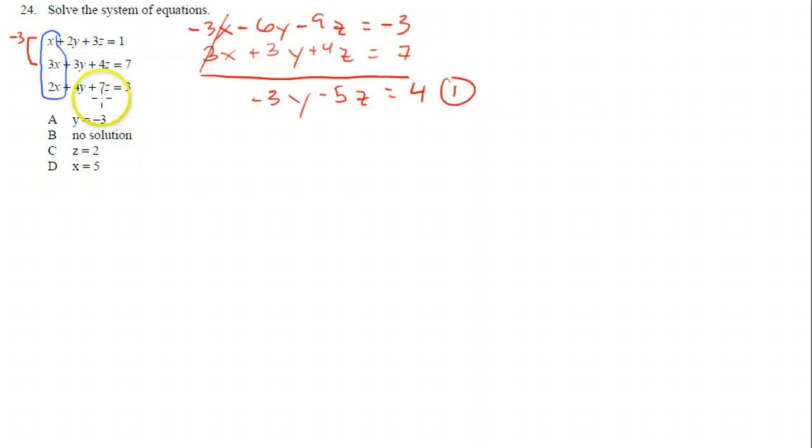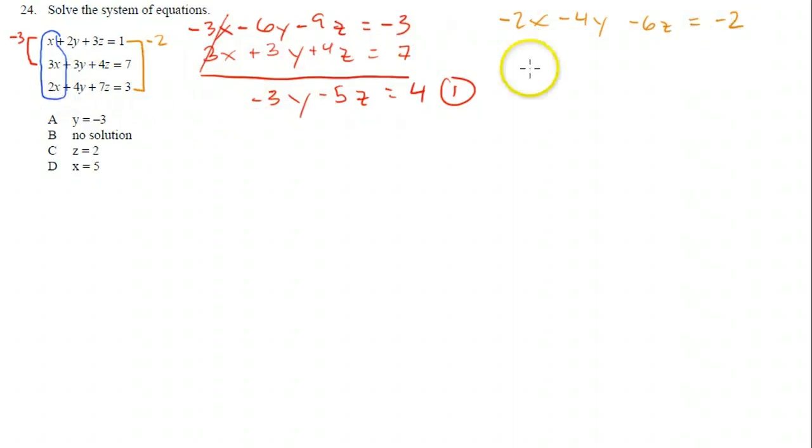Next, I'm going to choose two different ones. I need to use the bottom one because I ignored it. And the easiest one to cancel with that 2x is going to be the top one again. So I use the top and the bottom. And in order to cancel out with a 2x, I'm going to multiply that first one by minus 2. So I'll have an opposite of 2x and negative 2x. So multiplying that across, I get minus 2x minus 4y minus 6z is equal to minus 2.